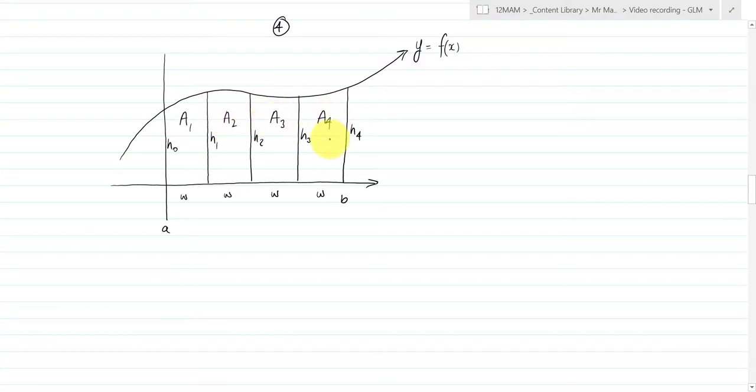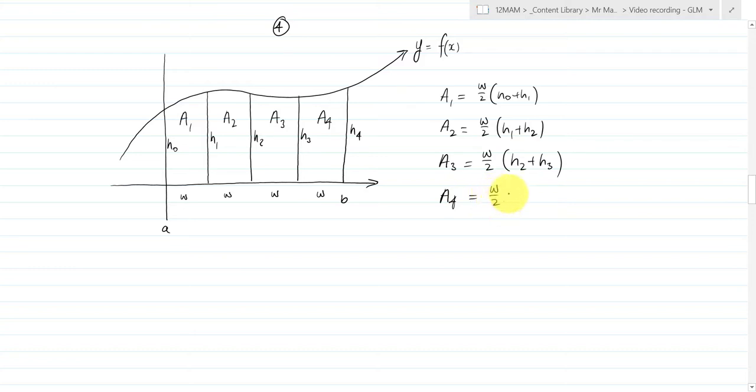And hopefully you can see that area 1 is equal to width over 2 times by h0 plus h1. And area 2 is equal to width over 2 times by h1 plus h2. That's the top and that's the bottom. And area 3 is equal to width over 2 times h2 plus h3. And area 4 is equal to width over 2 times h3 plus h4.